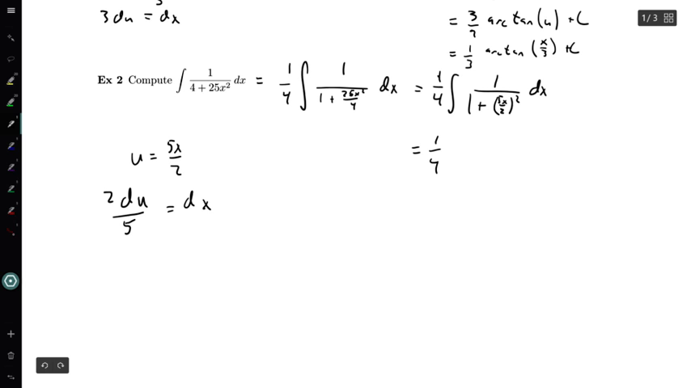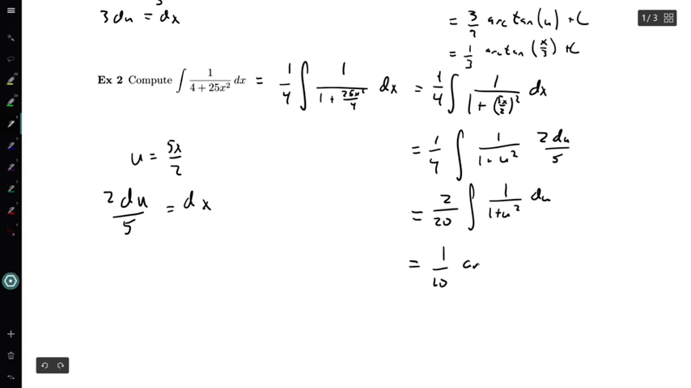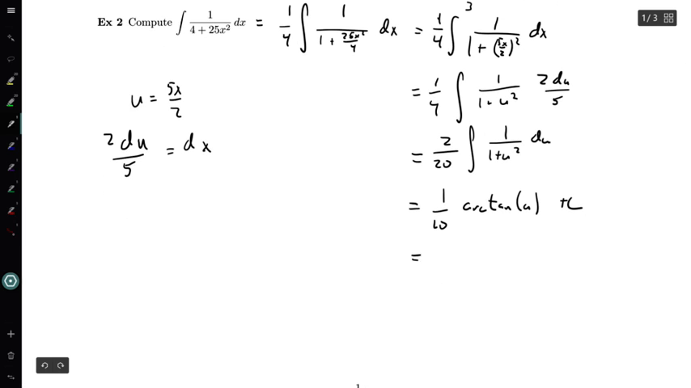And now we can do our substitution. So this is 1 over 4, integral of 1 over 1 plus u squared, since u is 5x over 2. dx we can replace by 2 du over 5. And now we can factor that 2 fifths out of the integrand to get 2 over 20 integral of 1 over 1 plus u squared du. And now we get 1 tenth arctan of u plus c. And finally, we can replace u back in terms of x. So this is 1 over 10 arctan of 5x over 2 plus c.